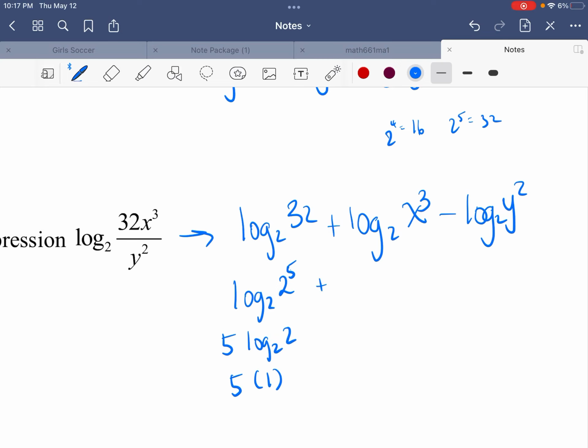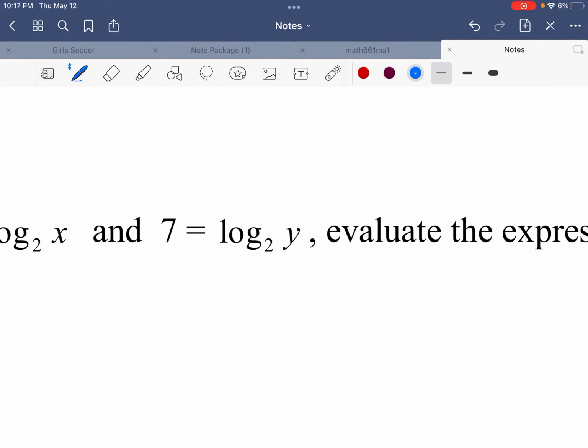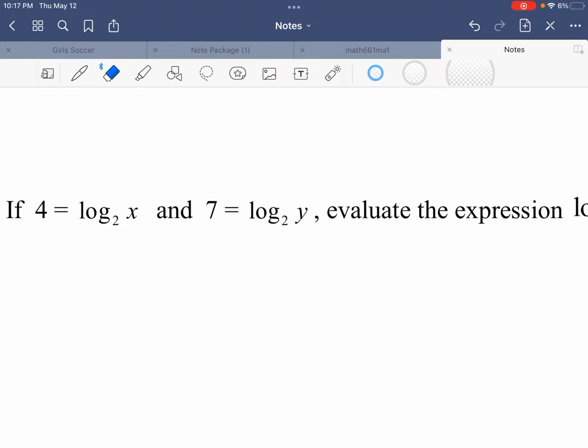And then let's bring down that exponent. And let's bring down that exponent. The reason I'm doing that is in the information we're told what log 2y is, not what log 2y with some exponent is. Okay, so I'm changing where the exponent is.